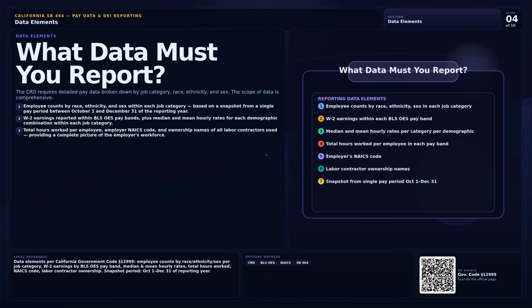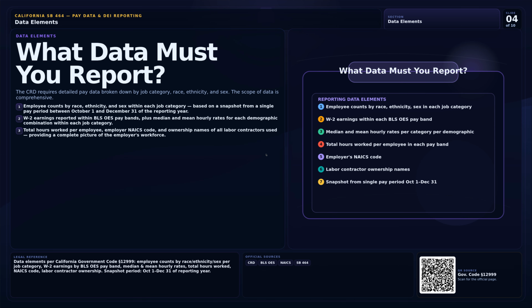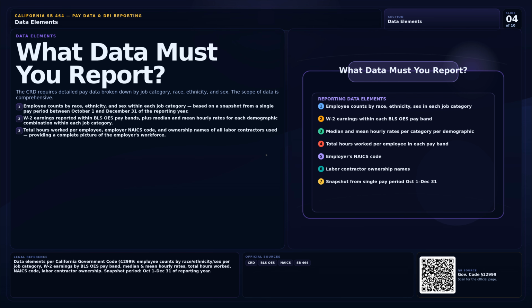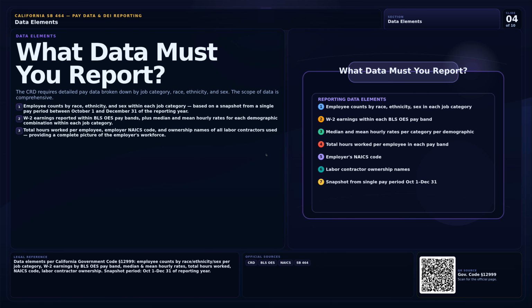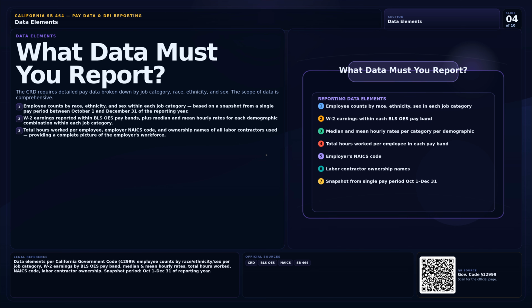Fourth, total hours worked per employee counted in each pay band during the reporting year. Fifth, the employer's NAICS code. Sixth, the ownership names of all labor contractors used. And seventh, the snapshot period details. As stated on the California Civil Rights Department website at calcivilrights.ca.gov, you can find detailed templates and instructions on the CRD Pay Data Reporting Portal.